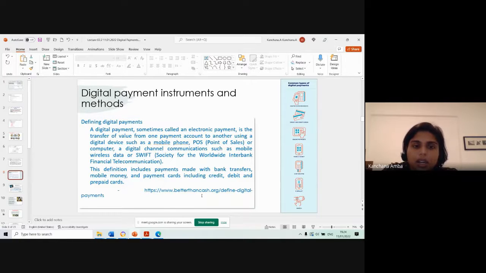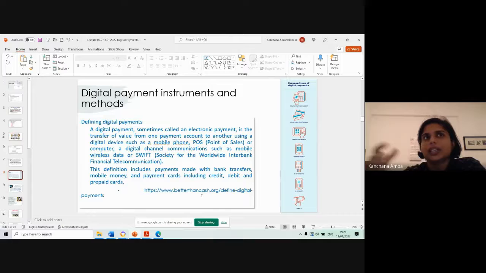Financial messaging platform. But that's about Swift. I just wanted to explain Swift to you because it is a very important underlying technology that enables digital communications, and banks have to use this quite a bit. So when we say digital payments, it includes interbank transfers, mobile money, payment cards. All of them are included in what is considered digital payments.